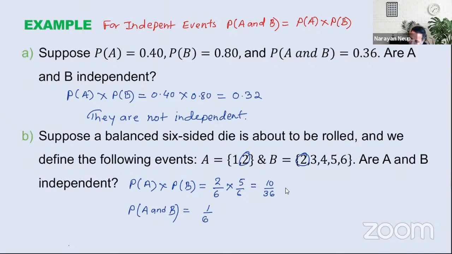Are these two values equal, 10 over 36 and 1 over 6? No, they are not equal. So are these two events independent? No. They are not independent. Very good.